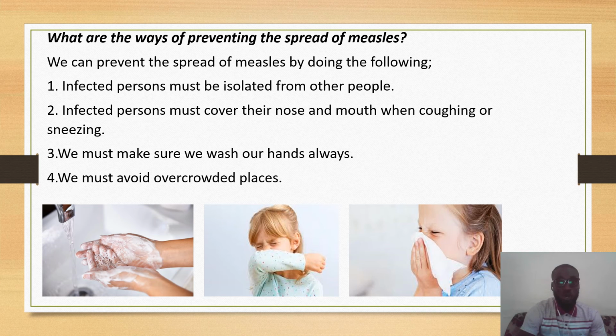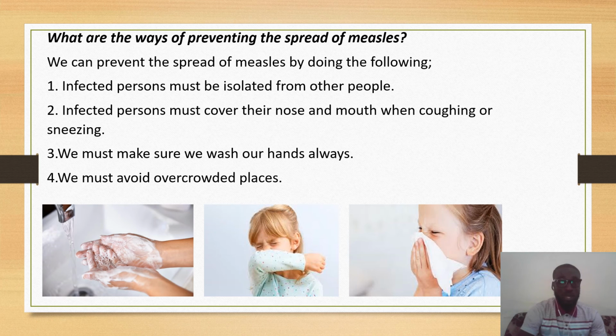Also, we must make sure we wash our hands always. So regular hand washing is another way that we can use to prevent the spread of this disease. And also we must avoid overcrowded places. So when you go to a place and you realize that it is overcrowded, you should try to exempt yourself from there, or you should try and leave. Being in overcrowded places can also cause you to contract the disease.